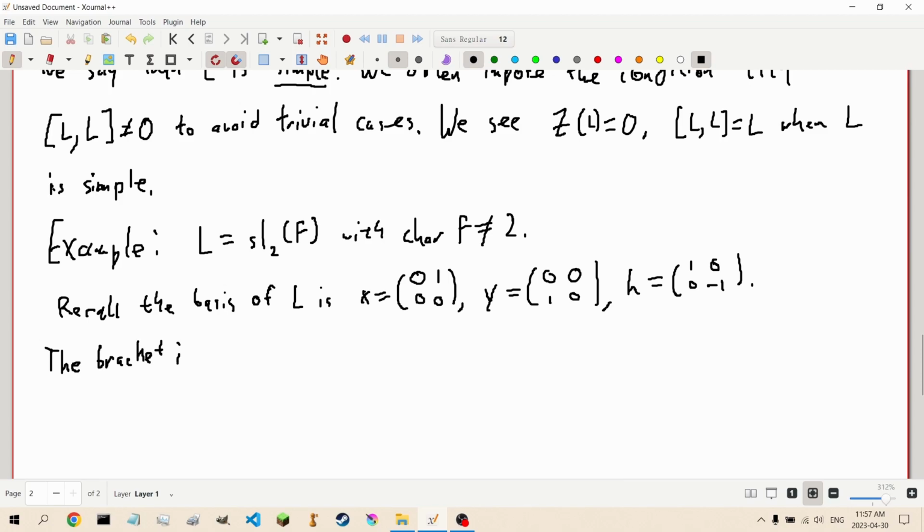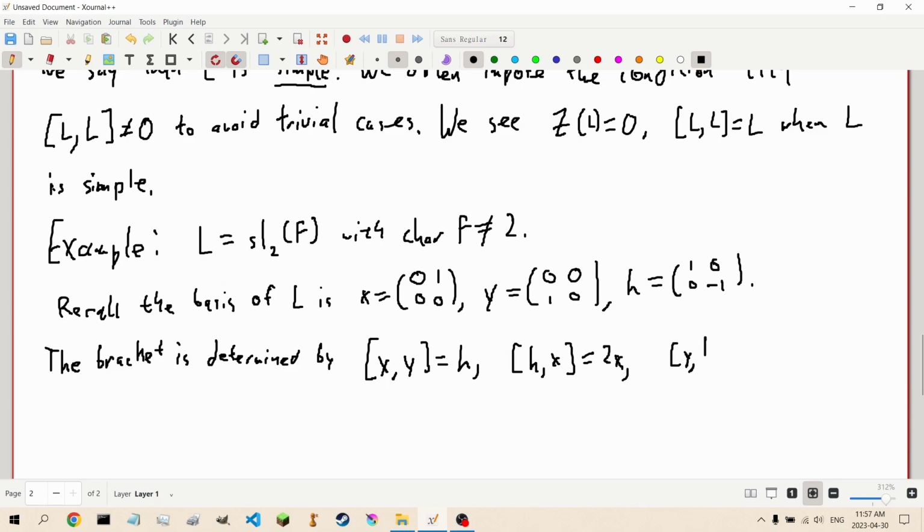And we can reduce this down because this is a basis, so we just need to look at how it works for every pair of distinct basis elements, as we saw before. So the bracket of x and y is going to give us h. The bracket of h and x is going to give us 2x. And the bracket of y and h is going to give us 2y.